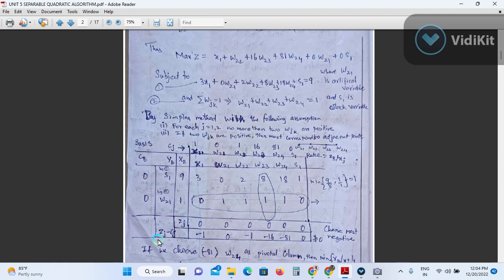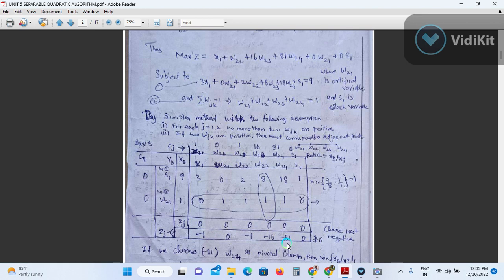Now the next one, Zj minus Cj, right? That is this one minus this one, right? So that is minus 1. So 0 minus 0, 0. So 0 minus 1, minus 1. So 0 minus 16, minus 16. Like this, we will get all the Zj minus Cj. Now the natural question is, in the simplex method, when can I stop the table? When we get Zj minus Cj all non-negative. But here that is not the case, because 3 negative values have appeared here.